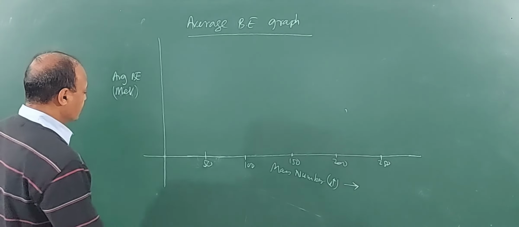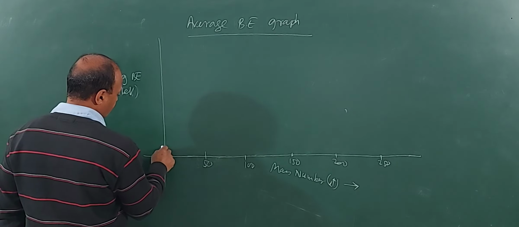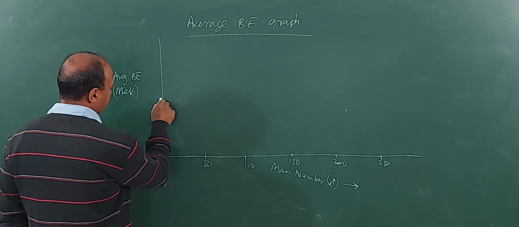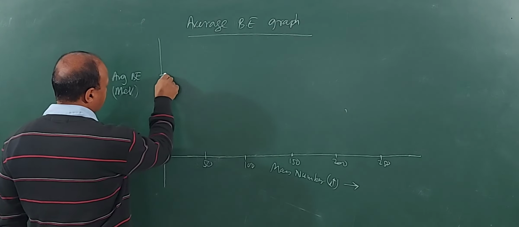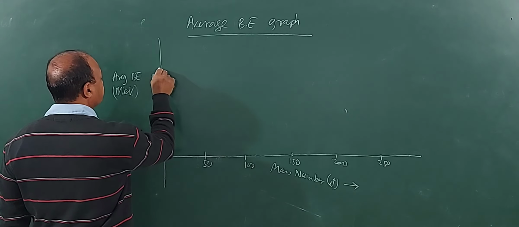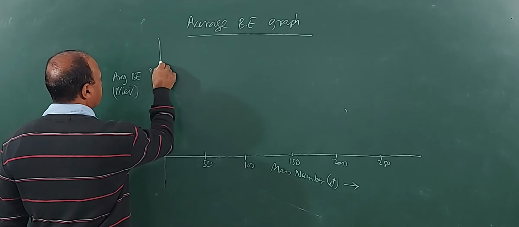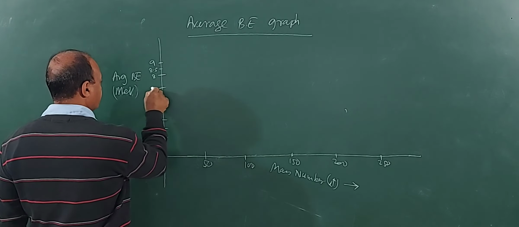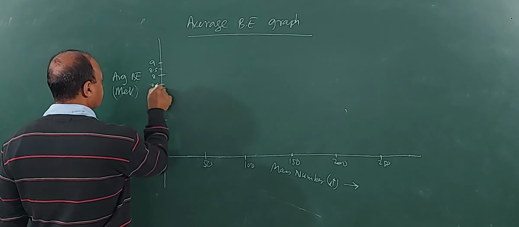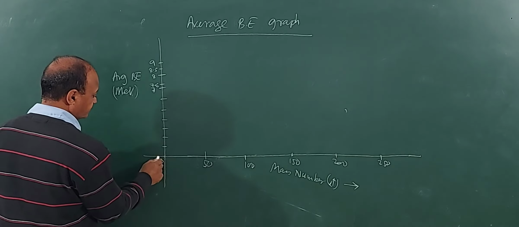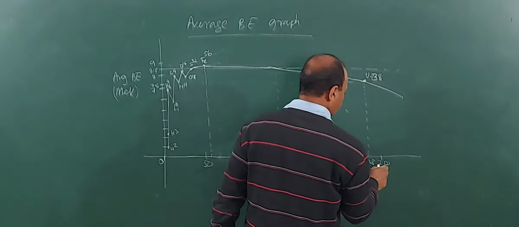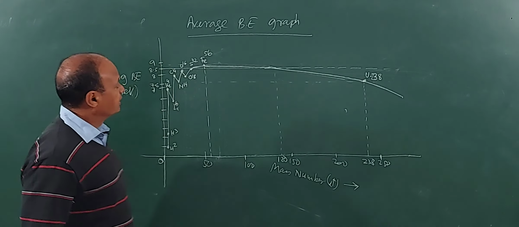Then for average binding energy we take 1 MeV, 2 MeV, 3, 4, 5, 6, 7, 8, then I will be taking 8.5, and then 9, and this one between is 7.6. Here, children, we have shown this average binding energy graph.